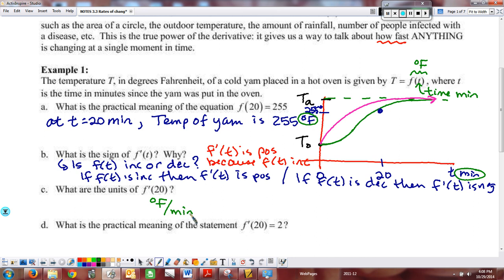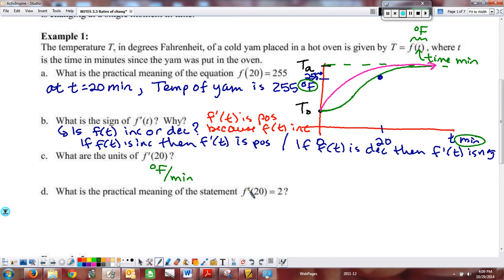So the units of this are going to be degrees Fahrenheit per minute. That's always a fairly easy thing to come up with, but very important. They're going to be looking for you to always have a unit when you write down your f prime of 20. All right, and then we get to what is the practical meaning of our statement f prime of 20 equals 2. Do not tell the AP reader that the practical meaning is that the slope of the tangent line at time equal to 20 is going to be 2 degrees Fahrenheit per minute, because they're not asking. The slope of the tangent line is a math meaning. We're talking about real world meaning.